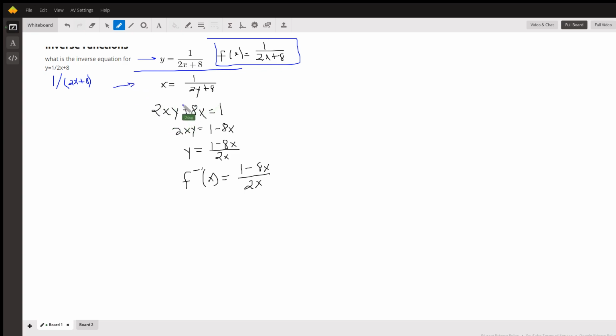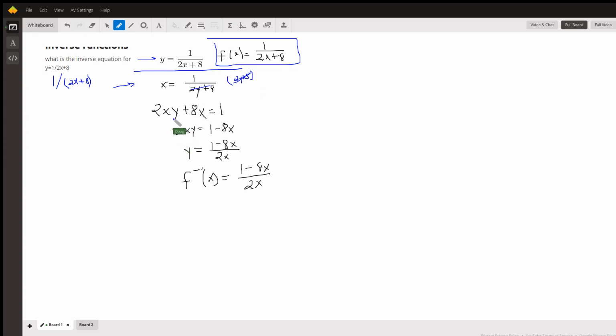On the left side, distributing that x, we'll get 2xy plus 8x equals 1. You can picture it. If I multiply this side by 2y plus 8, these factors cancel out. That's why we're left with the 1 on the right.